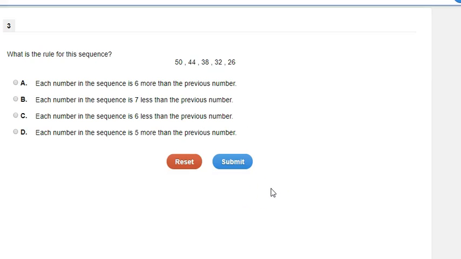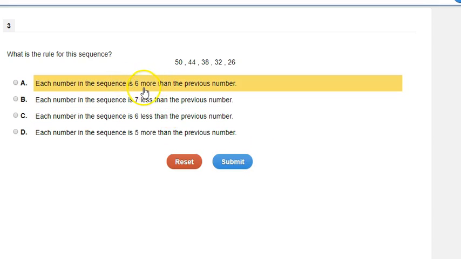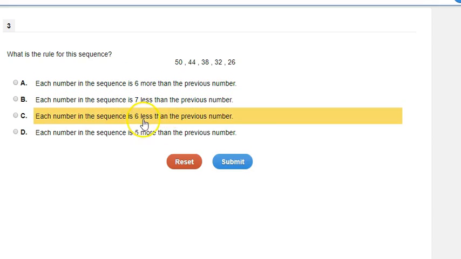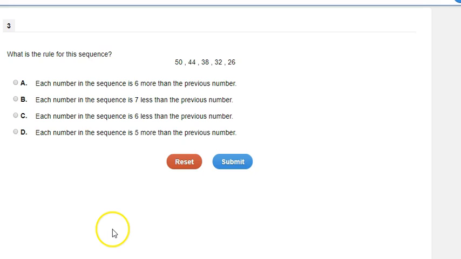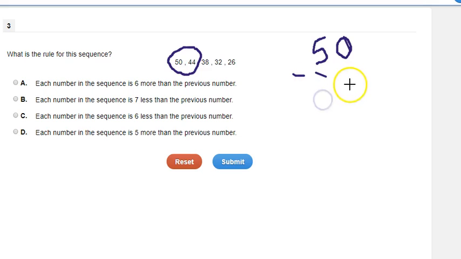Okay, so let's go to the next question. What is the rule for this sequence? So we're just figuring out if it's 6 more, 7 less, 6 less, or 5 more. This is so easy. We're going to do the same exact thing. And we are going to circle the first two numbers and we are going to subtract. I'm putting 50 on top because it's the biggest. I'm going to take away 44.